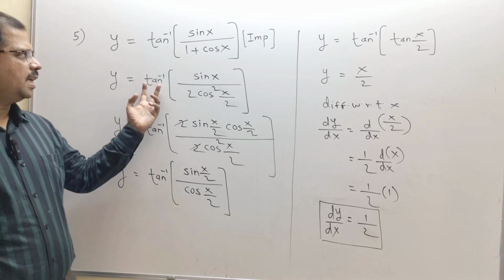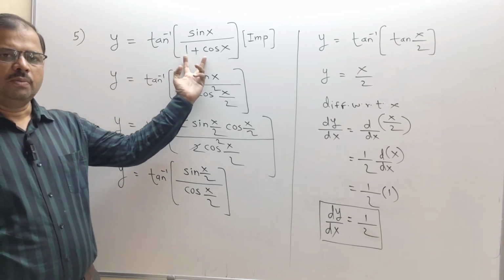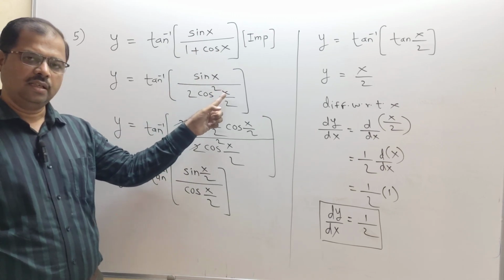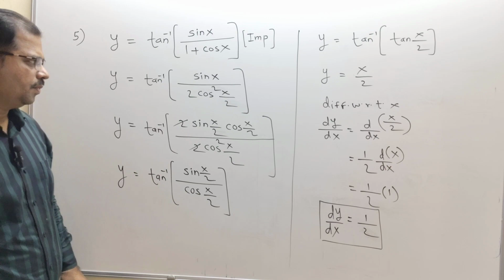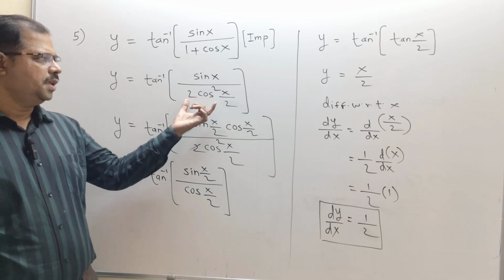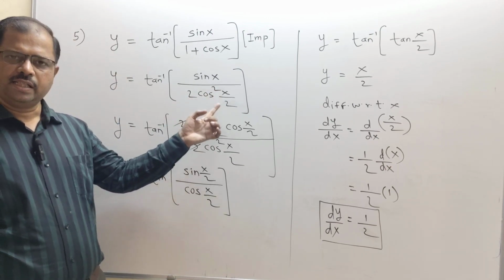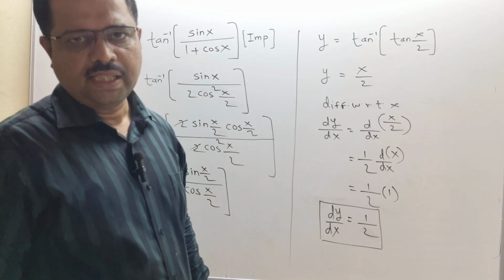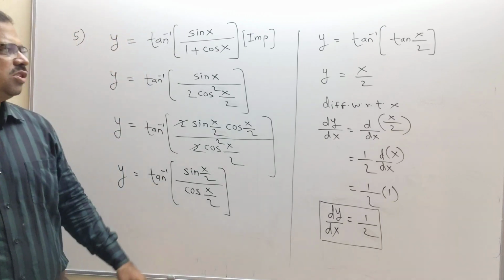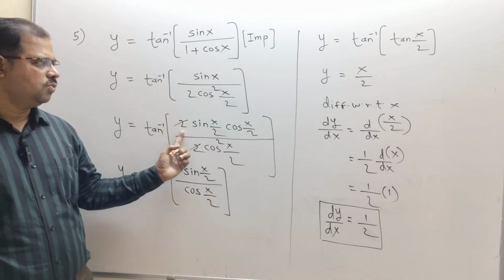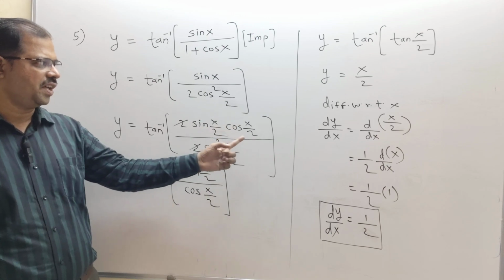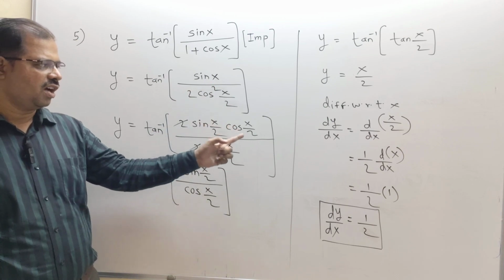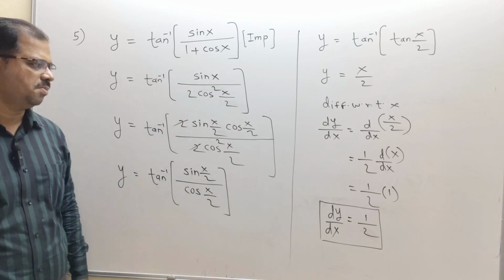Now y is equal to tan inverse of... we know that 1 plus cos 2 theta equals 2 cos square theta, so 1 plus cos x equals 2 cos square x by 2. The angle of half of x is x by 2. Now in the denominator the angle of cos square is x by 2. Therefore we make the numerator angle also x by 2. So we use the formula sin of any angle equals 2 sin half of that angle cos of half of that angle: 2 sin x by 2 cos x by 2.